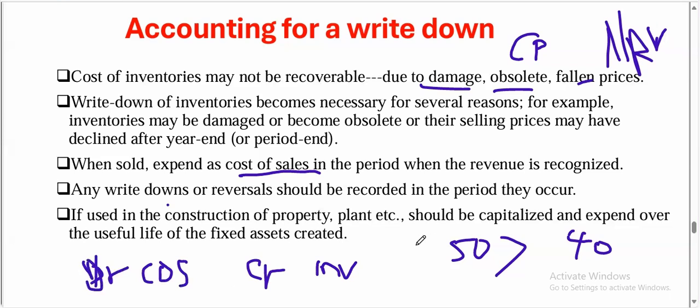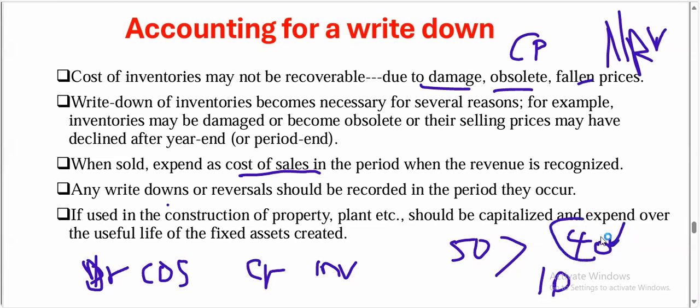So here, if you look at these two, or when you compare these two figures here, the 50 and the 40, you realize that there's a write down of 10. There's a write down of 10, and that 10 is what we are going to debit cost of sales with and credit inventory with what? The 10. Now, normally, if you are computing your cost of sales, this 10, the write down, you don't usually do anything to it, because we use the 40 as the closing inventory, the lower, right? The lower of the cost and the NRV.